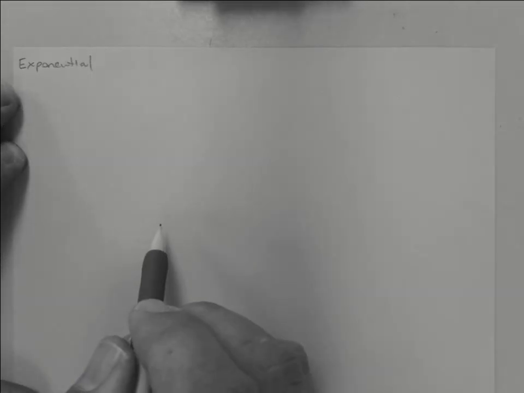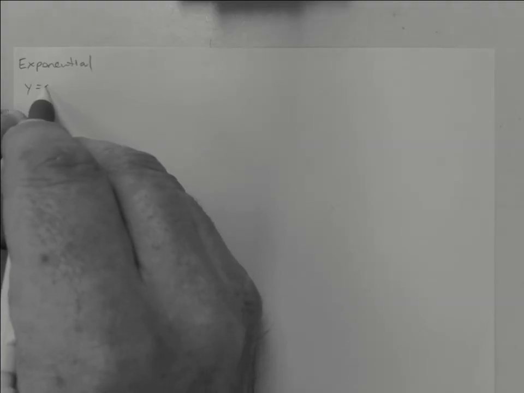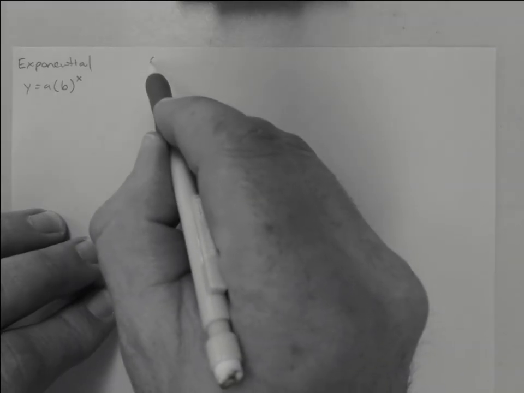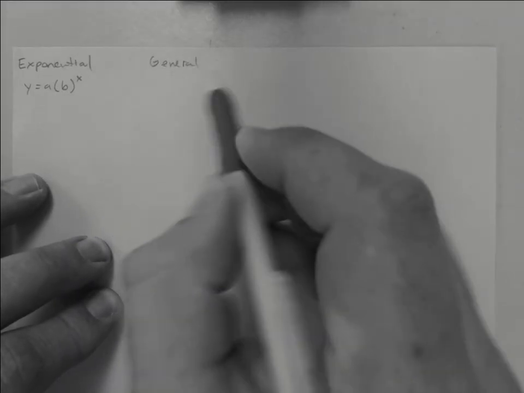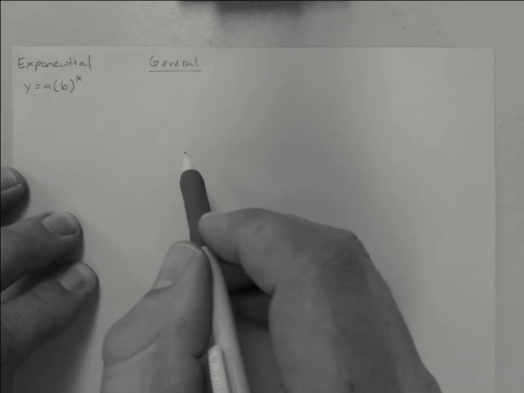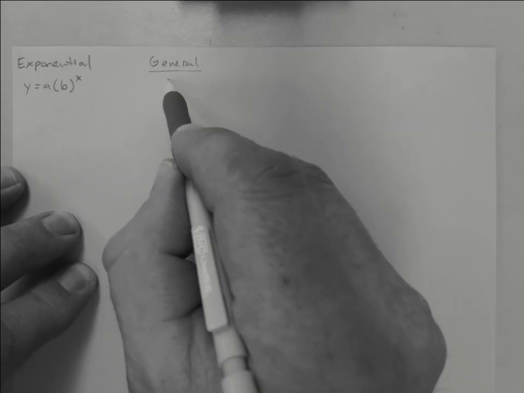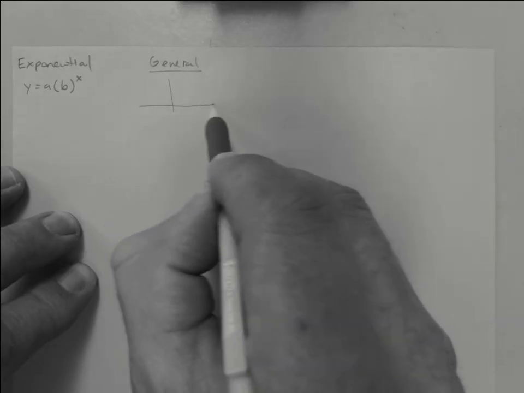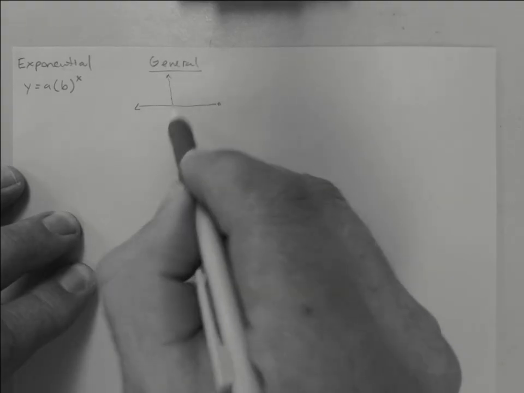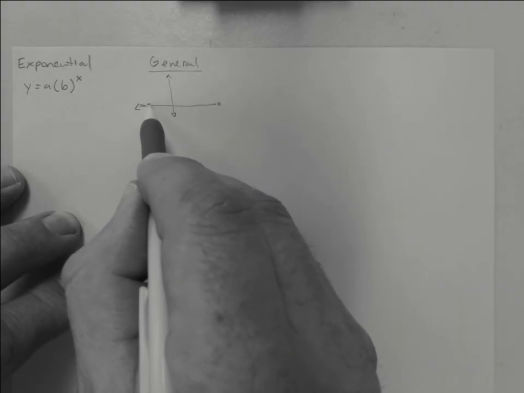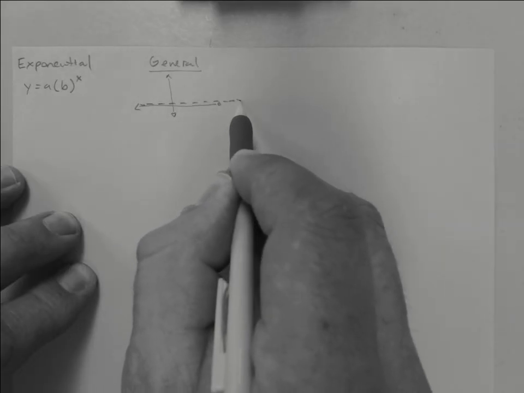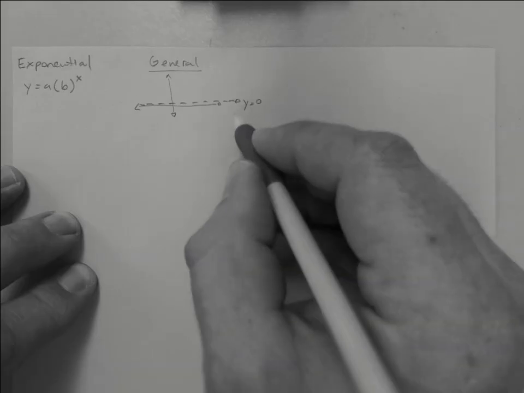So exponential, right? It always looks like this. In general, it will look like this, okay? So I need you to know what the general graph looks like. Have the asymptote like this. Y is equal to 0.